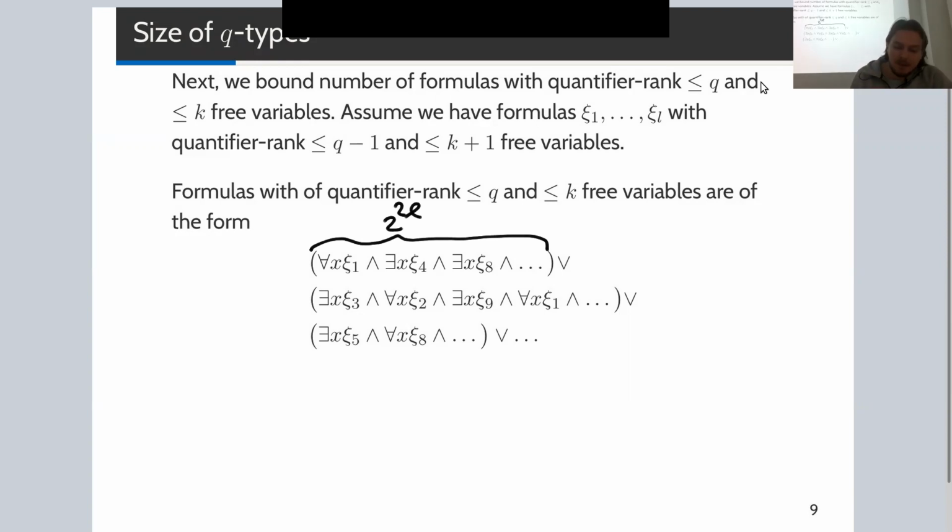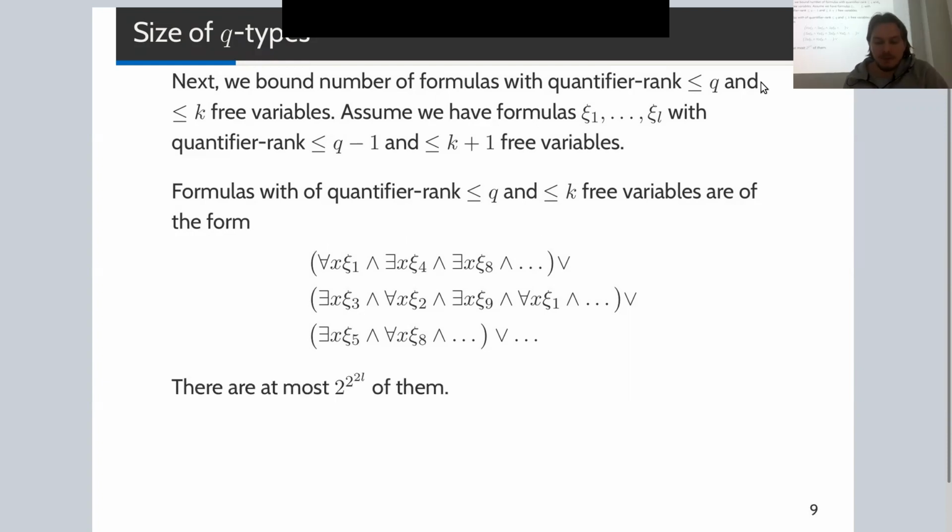And then this is the number of different clauses, and then the number of different formulas is 2 to the number of different clauses. So that's 2 to the 2L. And this should then be an upper bound on the number of formulas with quantifier rank at most q and at most k free variables. And so we notice that if we increase q, the tower always increases by 2 steps.